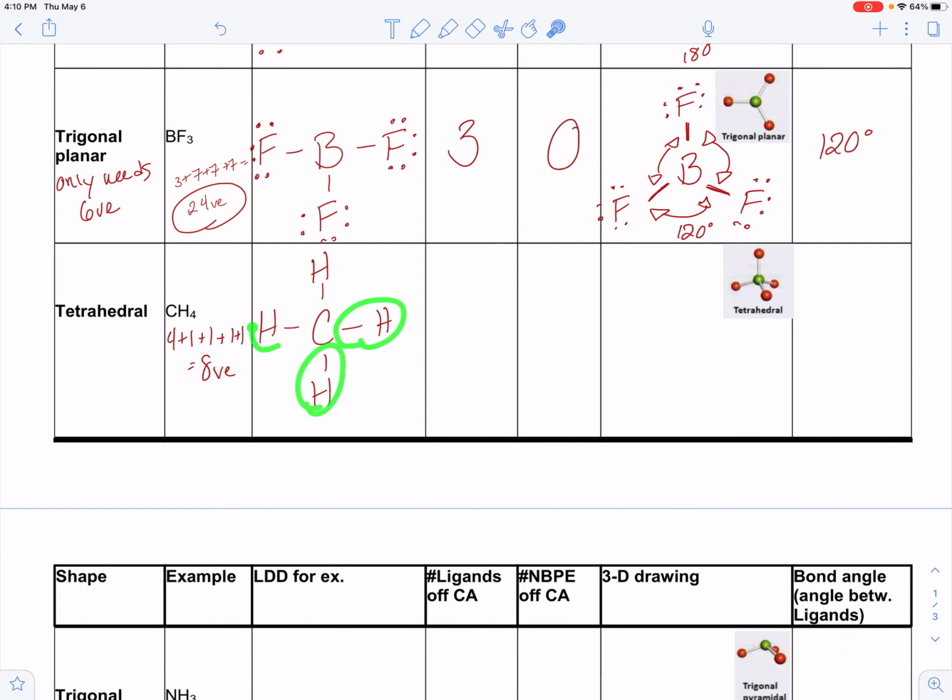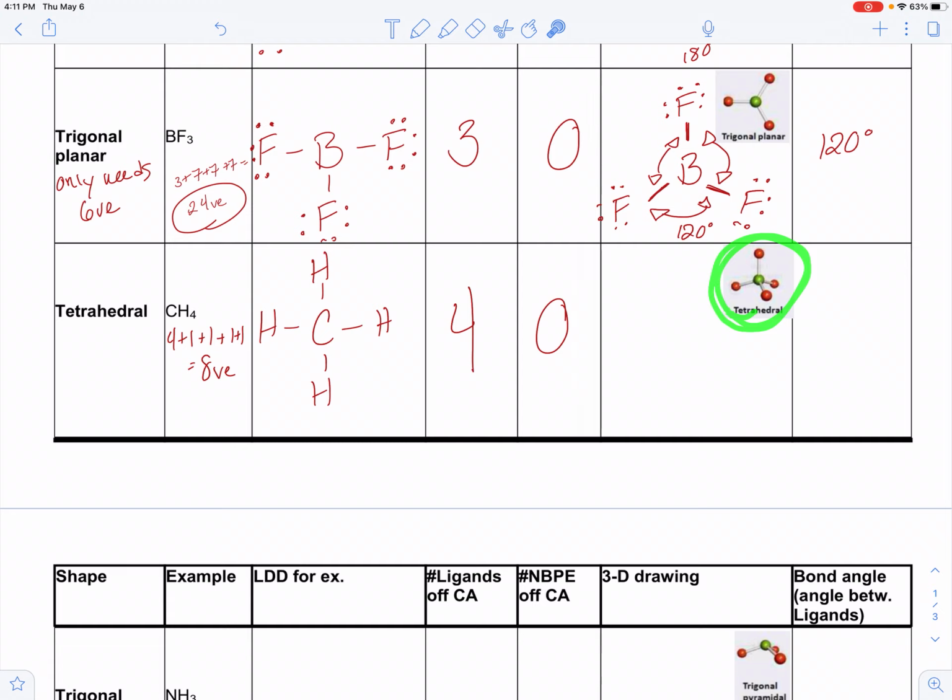4 branches coming off of it. So it has 4 branches. Again, all of the electrons coming off of carbon are in a bond. So there are no non-bonding pairs of electrons. When this happens, you form a shape called a tetrahedral.